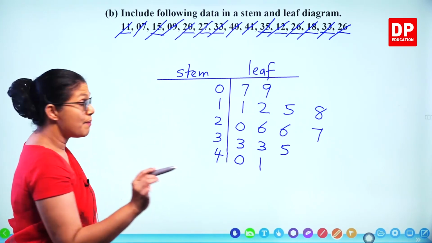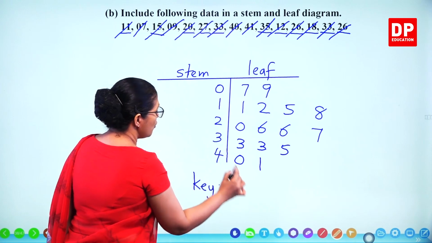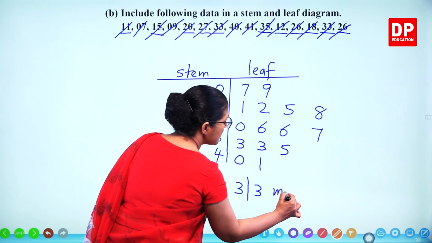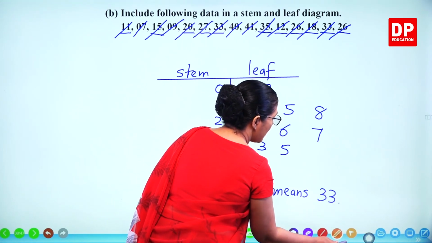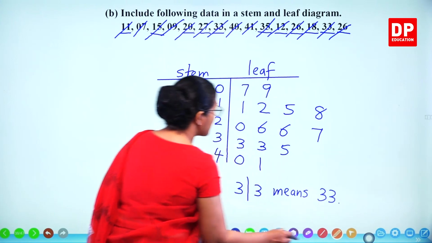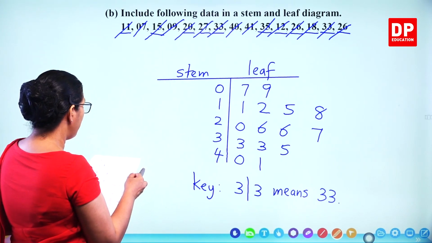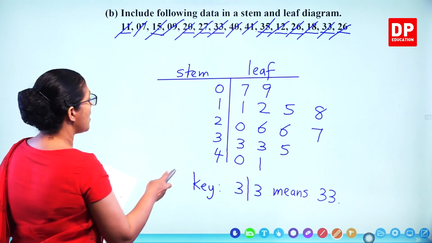So that's the diagram. Finally, you have to write down the key. So you can take any value. 3 stroke 3 means 33. You have to give the key, otherwise you are not getting full marks. So how many marks for this one? You are getting 2 marks.